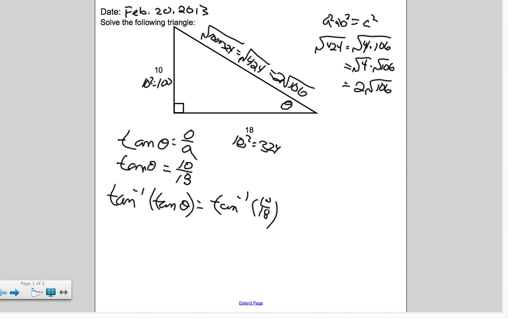Do I need to simplify 10 over 18? No, it's not my final answer, right? There's no point going through that when the calculator will do 10 divided by 18 and take the inverse tan of that. So what's the inverse tan? 29.05. So here we're going to say theta is 29 degrees.